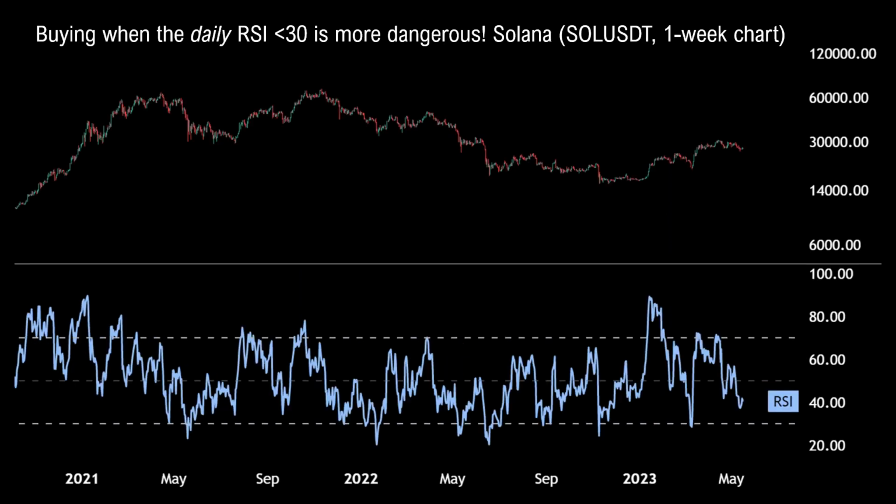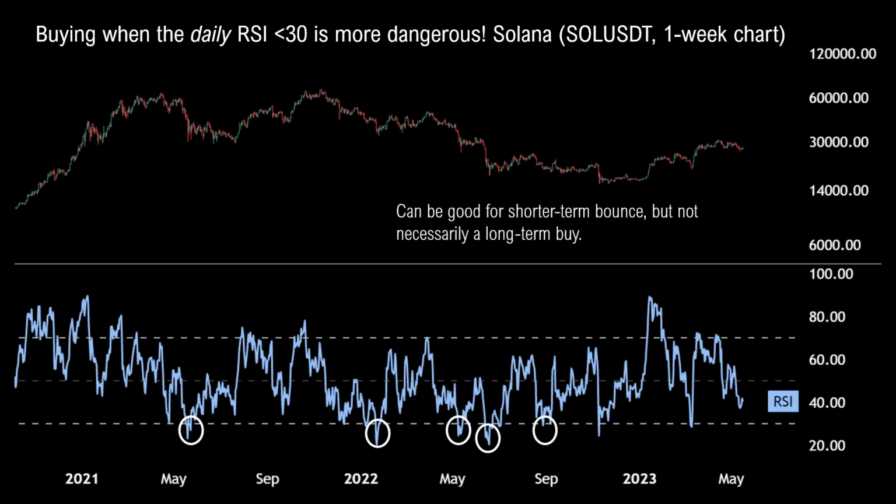So, buying when the weekly RSI is below 30 can sometimes be a good long-term strategy. But buying when the daily RSI is below 30 is a lot more risky. And we can see that here where I've circled each time the daily RSI got below 30 for Sol. Sure, some of these would have been really good times to buy before a short-term bounce, but most of the time, the price kept trending down afterwards.